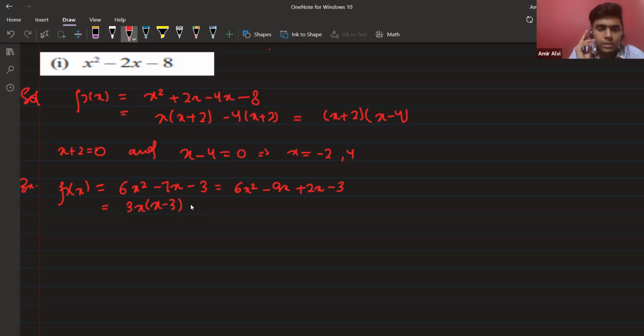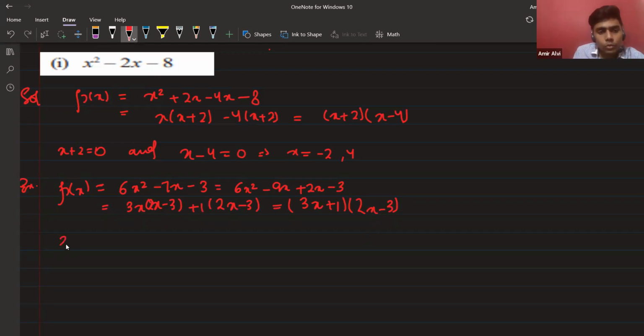Just a second. We have missed something. So 2x will be there, right? Let's see. So what will we get common here? Plus 1 will be common here. So we get 3x plus 1 as the first factor, and 2x minus 3 as the second factor. Is that clear, Adil? Yes.